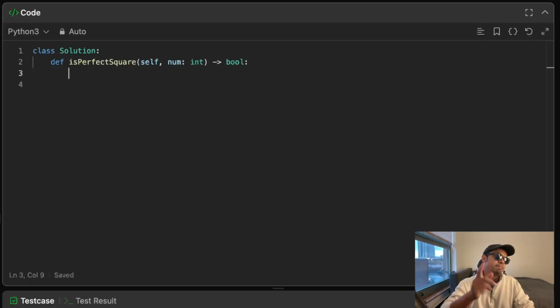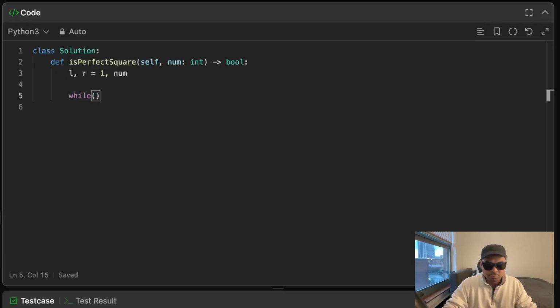But better solution, binary search, left and right pointing to basically 1 and num. Sorry, not nums. I was not very happy they named the number num. They should have named it n, because usually they call it that, maybe, I don't know, it's okay.